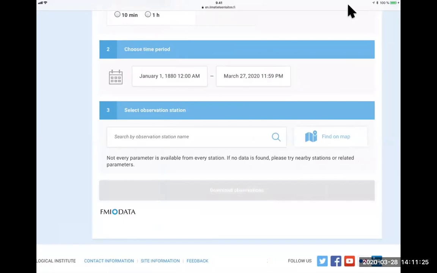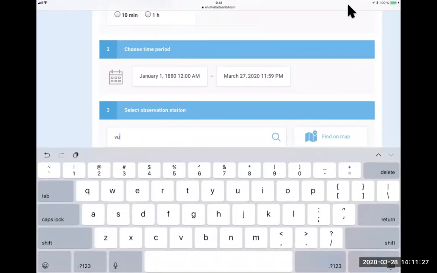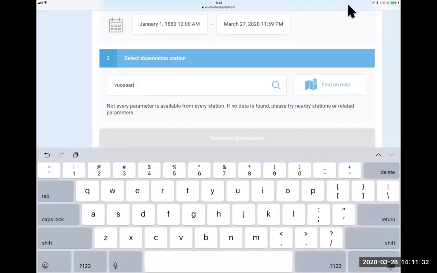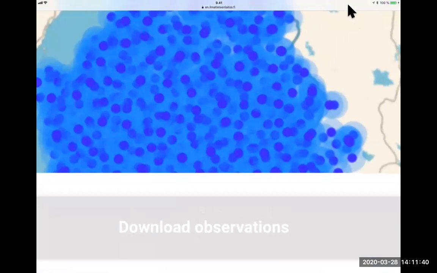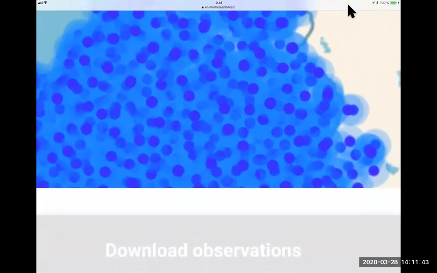But let's choose one which is close to me. I live near Vuosaari. Let's see if we have something here. Look up. Yeah, here are all stations which we could use, and it's up to us which stations we use.